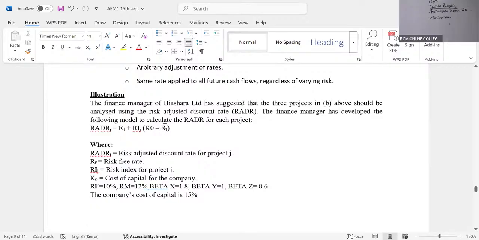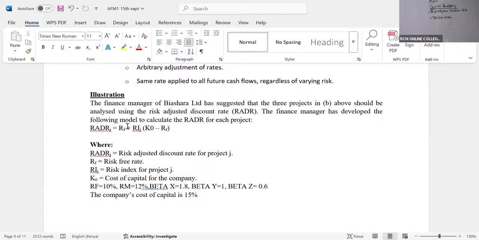So we have RADR being equal to risk-free rate plus a risk index, capital RI, into (Km minus RF). Is there anybody who has ever seen this kind of equation anywhere? This equation is similar to something that you must have covered in class. Is there somebody who has ever seen an equation very similar to this, which starts with, yes, CAPM. And that is why, at times, ladies and gentlemen, they write the RADR formula as the CAPM formula.